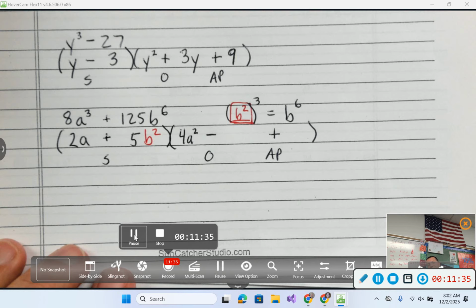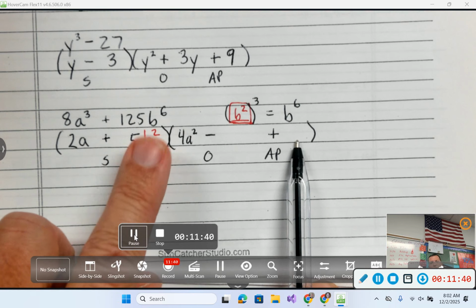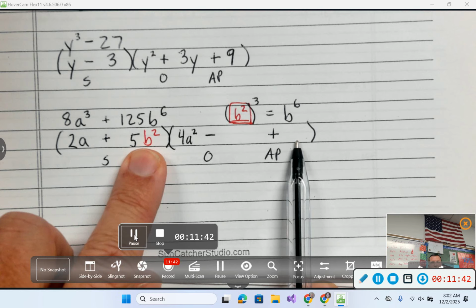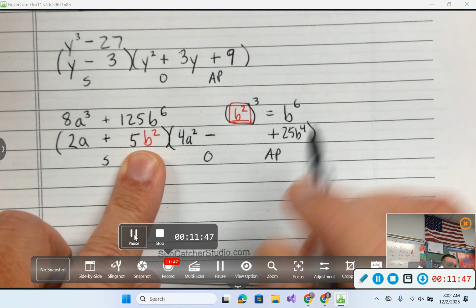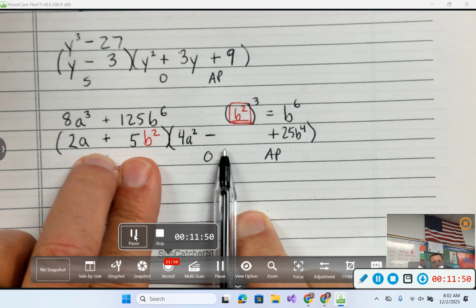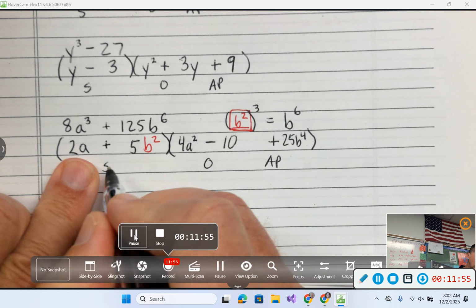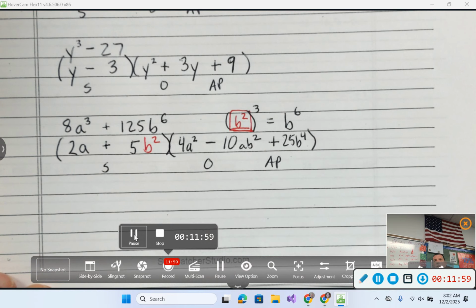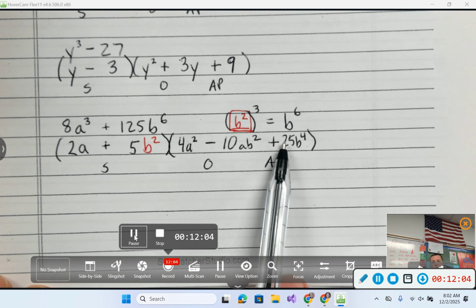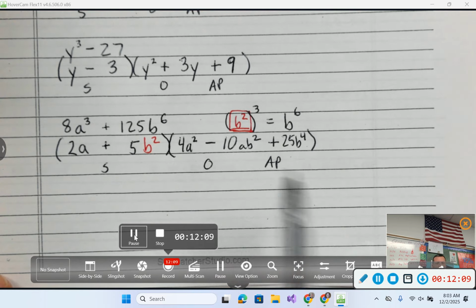Then again, I think it feels out of order, but I still think it's worthwhile jumping to the end, because what happens when I square the second term? 25b to the 4th. And then in the middle, I'll just multiply the two together. Don't have to worry about the sign. So 10ab squared. And man, that second parenthesis looks really weird. Can I do anything with it? No, never. So you don't have to worry about that.